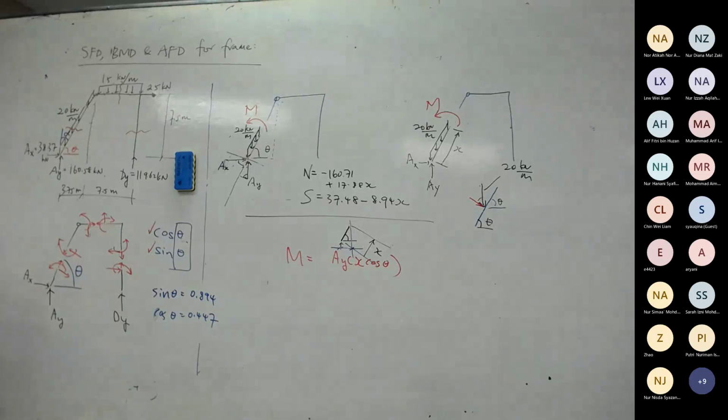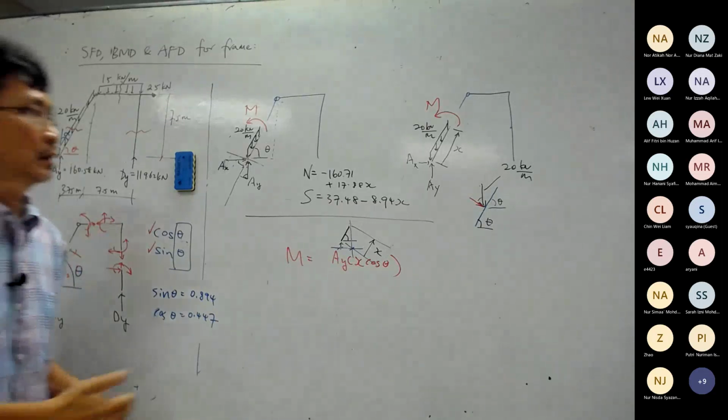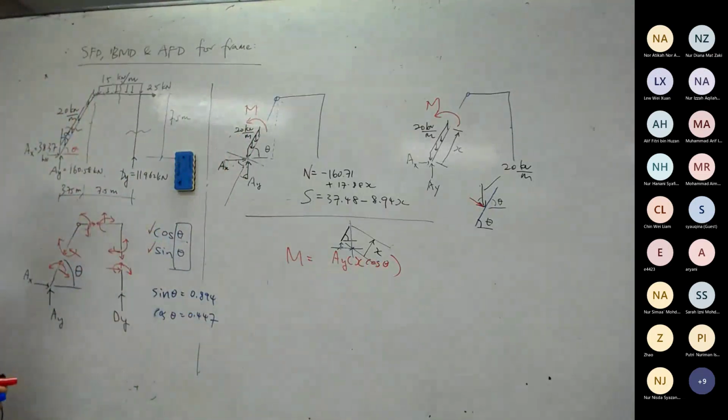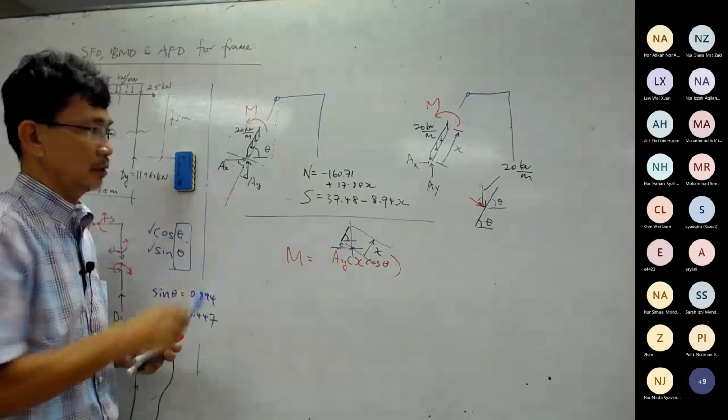But the most important thing here, back to the basics: moment must be force multiplied with perpendicular distance. So you keep that in mind, because in the exam you must apply that fast. Okay. So next one, find AX now.